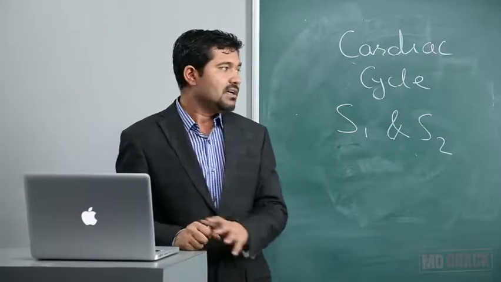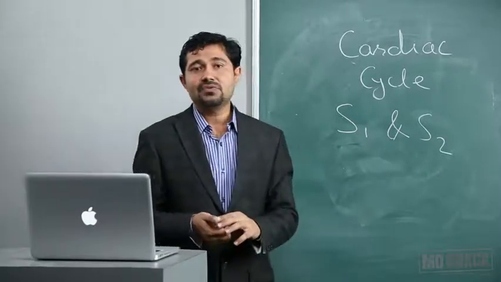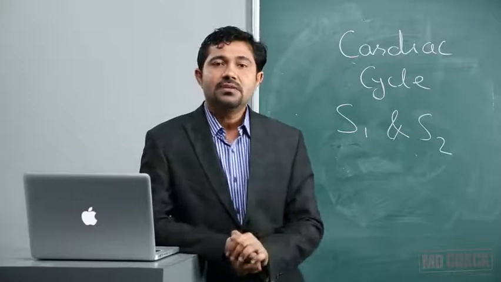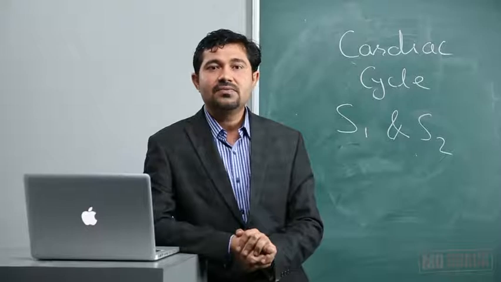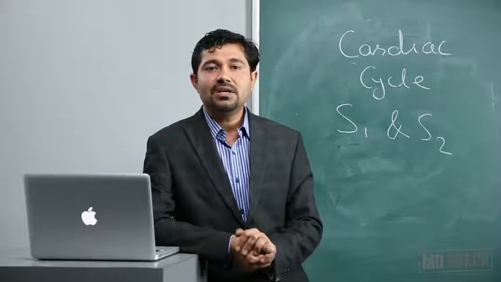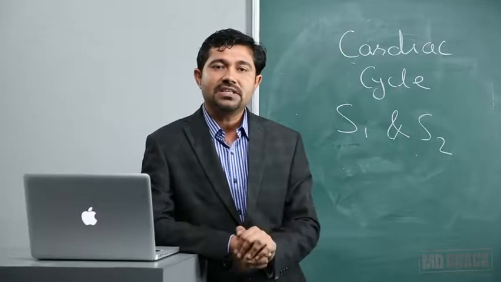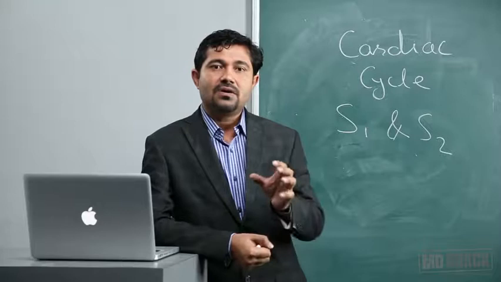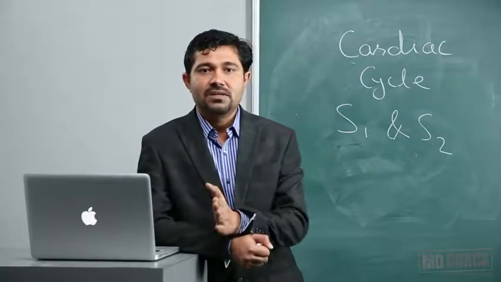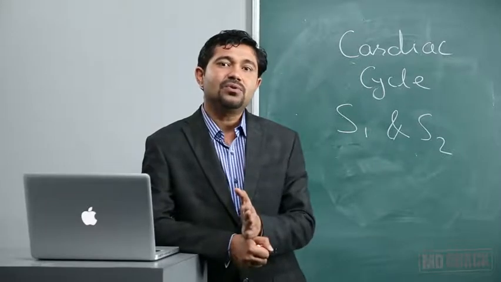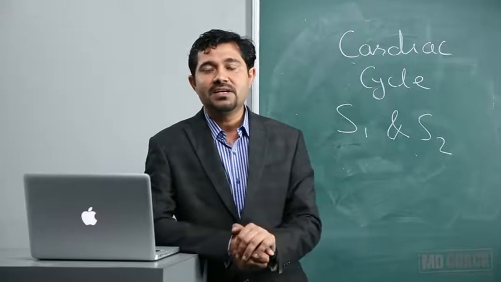Next, we have the dub sound, or the S2 sound. What is the cause of this sound? Sudden closure of the semilunar valves. This occurs just before the isovolumetric relaxation phase. So a multiple choice question can be asked: the S2 sound, or the second heart sound, is produced at the beginning of which phase or at the end of which phase. You should be able to write that it is produced at the end of the protodiastole, or at the beginning of the isovolumetric relaxation phase.